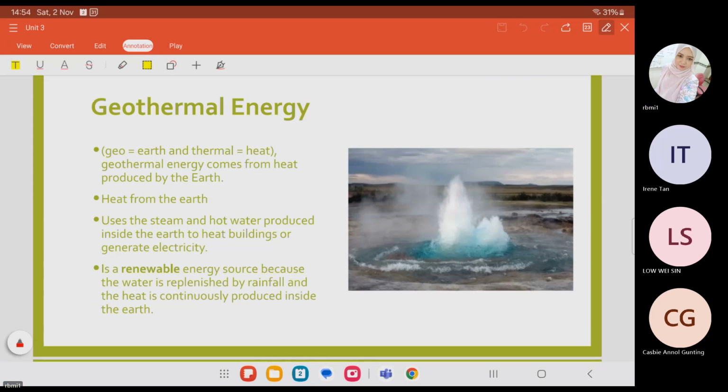Its source is the natural heat generated and stored deep inside the earth. The heat can be captured and used directly for heating, or the steam can be used to generate electricity. For example, magma from volcanoes heats nearby rocks and underground aquifers. Hot water can be released through geysers, hot springs, steam vents, and mud pots.